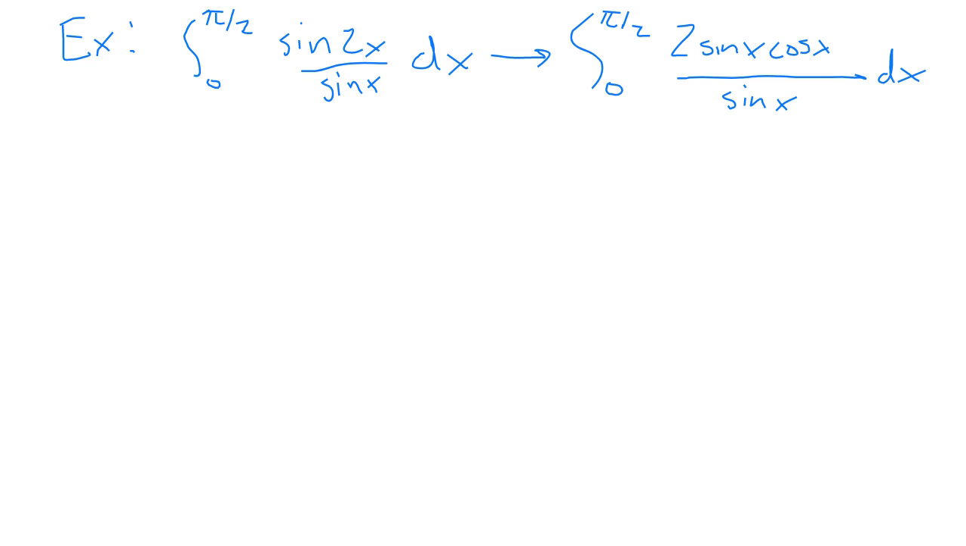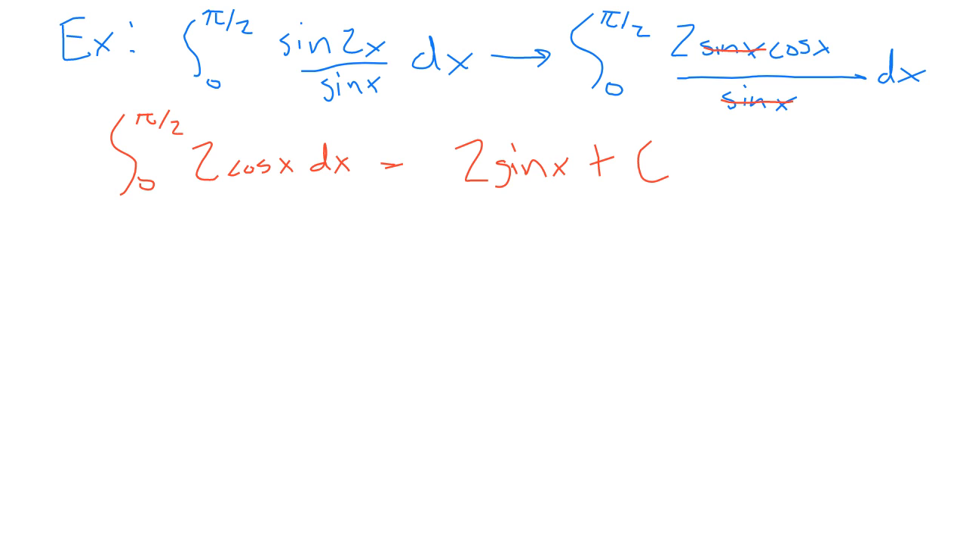And now we can actually play with this. First of all, we can cancel out this sine of x right here. So then we are left with our integral from 0 to pi over 2 of 2 cosine of x dx. What we're going to do here is take our indefinite integral first. So if we do our indefinite integral of 2 cosine of x, that 2 is just a constant multiplier, and if we integrate cosine of x, we're going to be left with sine of x.